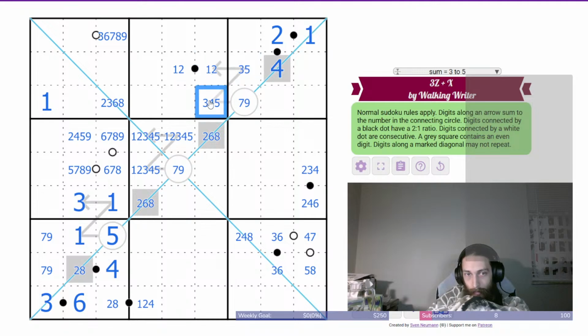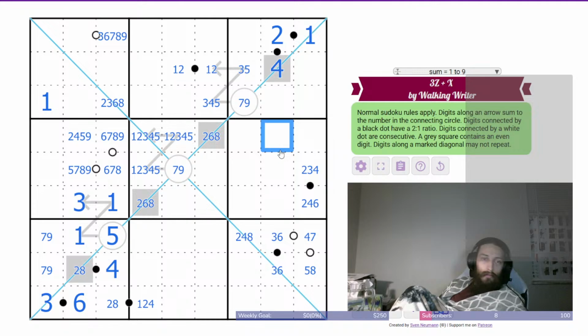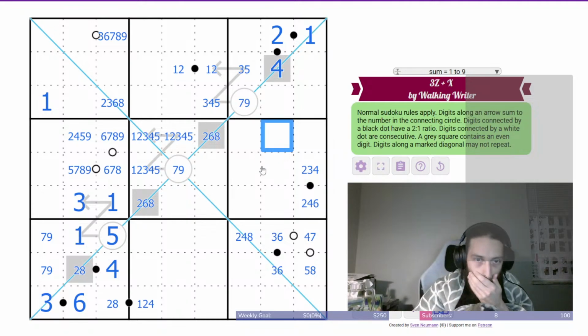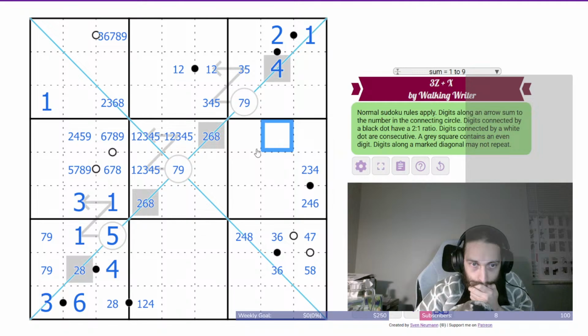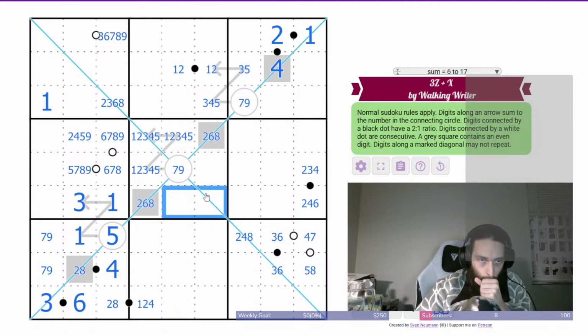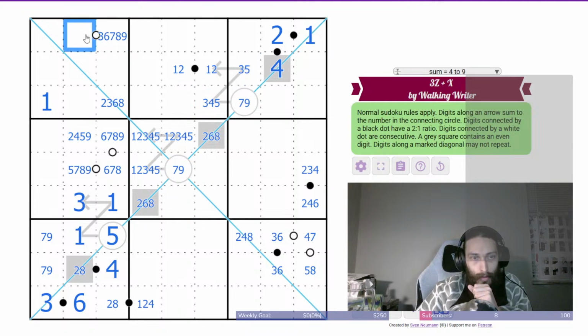5, 1, 3. 3, 1, 3. Or 3 and 1, 5 or 2, 4. Those are both 3. That's a 3 and a 4.